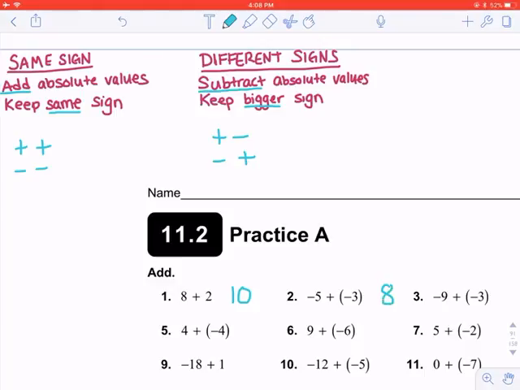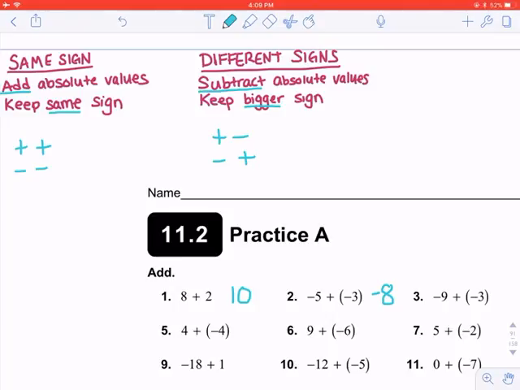That's the first part of the rule. But when they have the same sign, the second part of the rule is you keep the same sign. You add up the numbers and then you keep the same sign. Since negative 5 and negative 3 are both negative numbers, we keep the answer as a negative number as well.